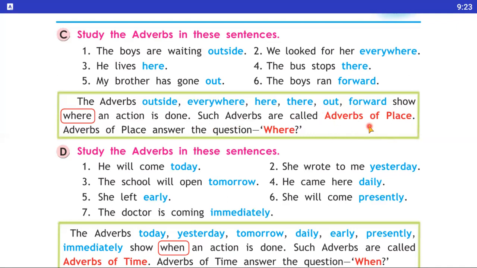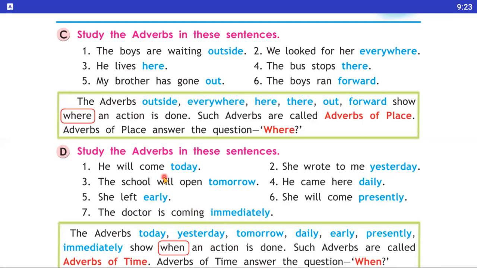So adverb of place answers the question where. Okay, when we start the question from where, so we get the answer. Okay, so in number one sentence, the boys are waiting outside. Okay students, so where are boys waiting? कहाँ पर wait कर रहे हैं? Yes, we get the answer outside. The boys are waiting outside. So when we get the answer from the question where, it is the adverb of place. Okay student, now let's move on to the next adverb, adverb of time.